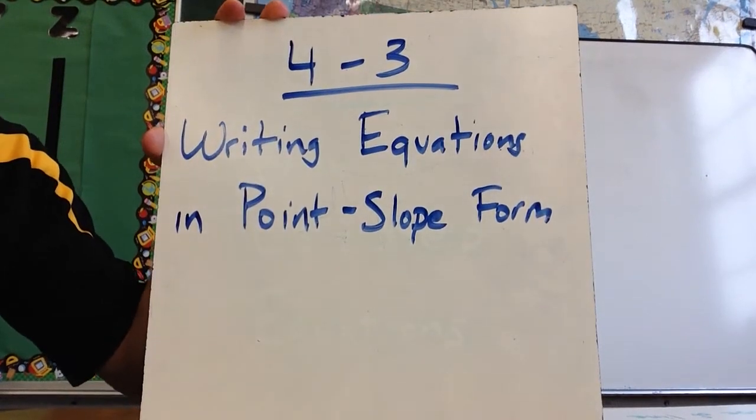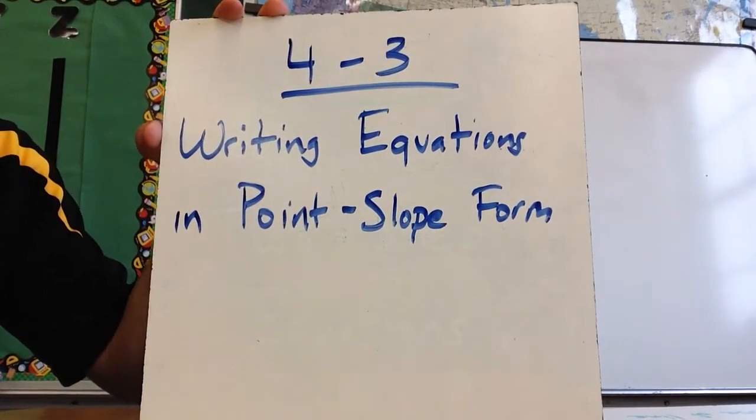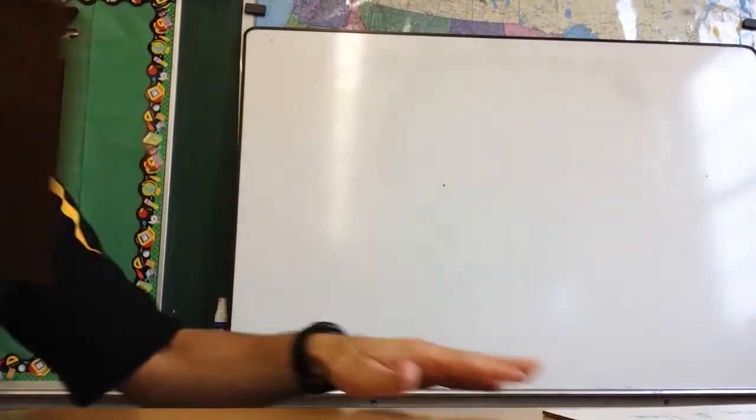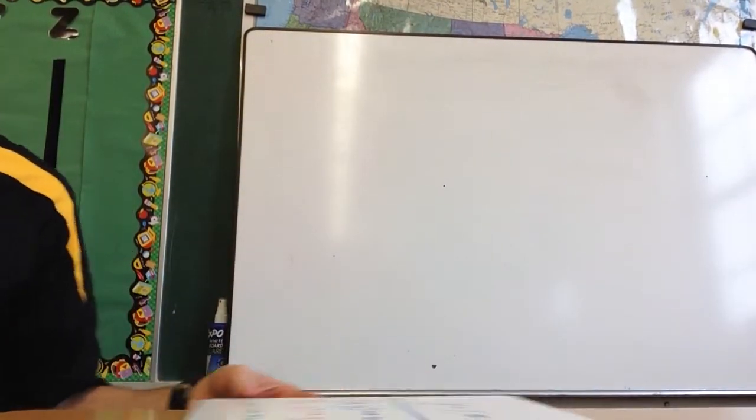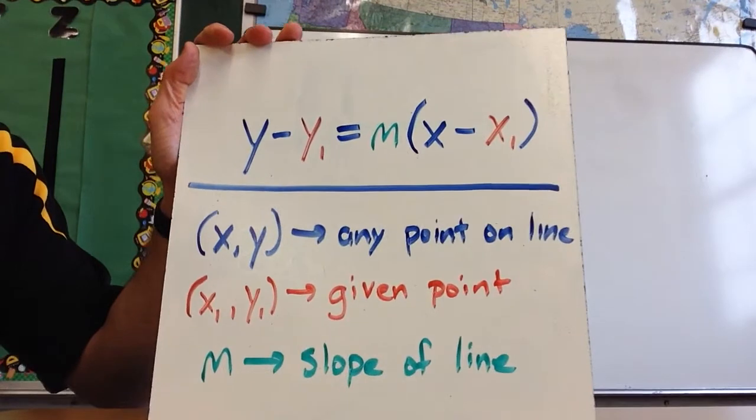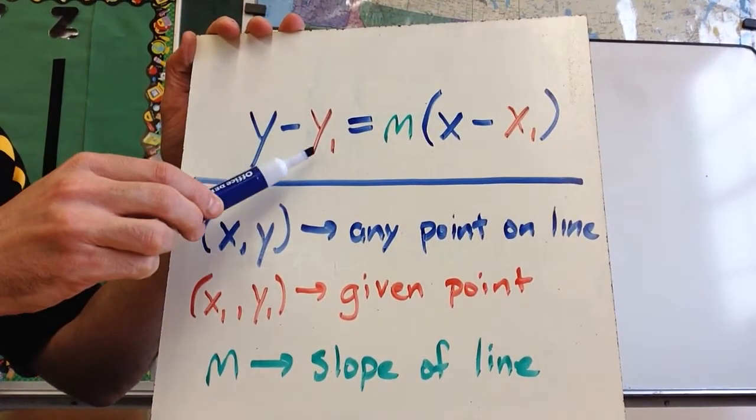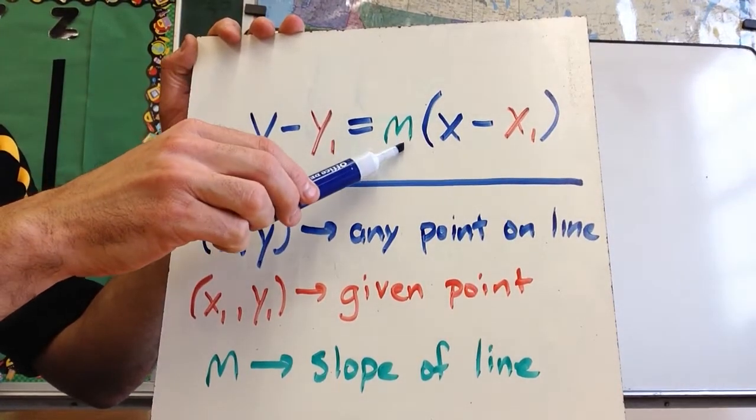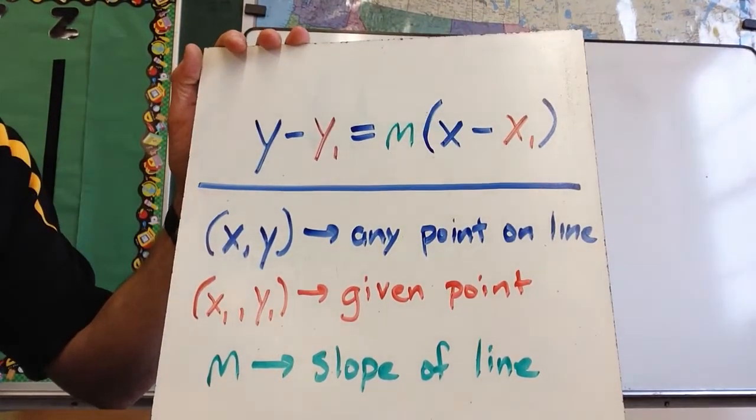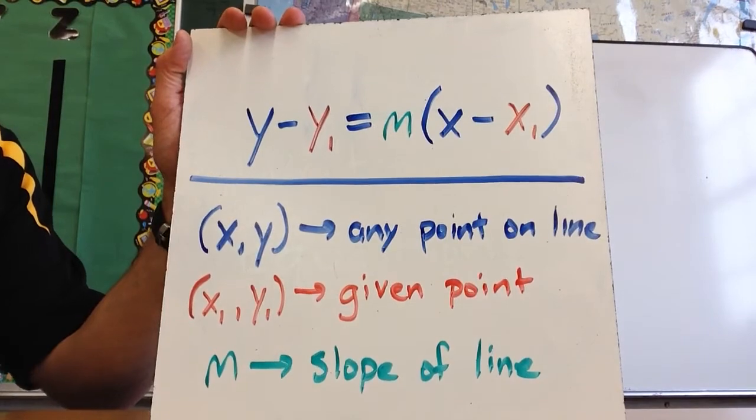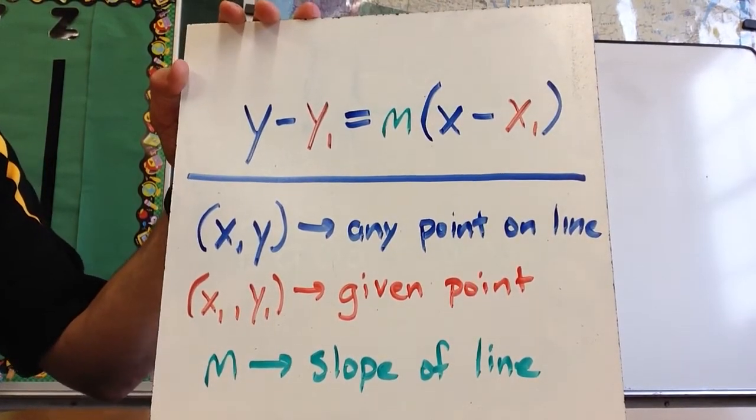This video will describe chapter 4.3, writing equations in point-slope form. So first thing we want to do is talk about the point-slope equation, or point-slope form. And so this is the equation on top: y minus y1 equals m, and then in parentheses, x minus x1. And so I want to talk about what each of these terms means.